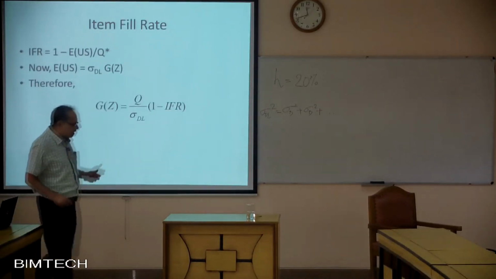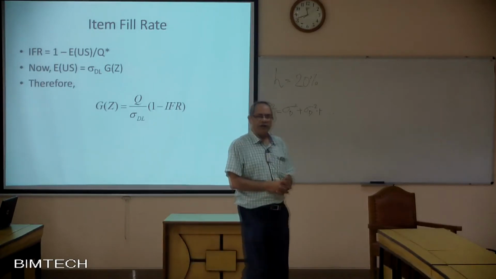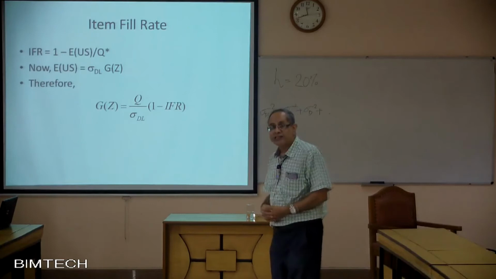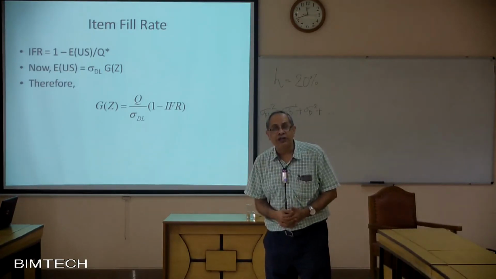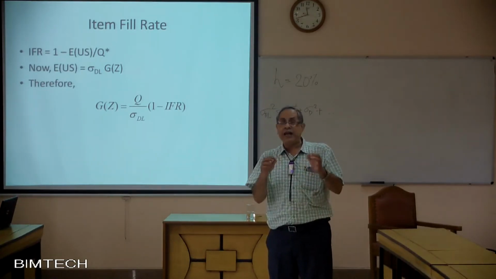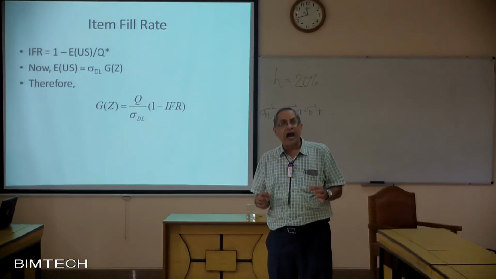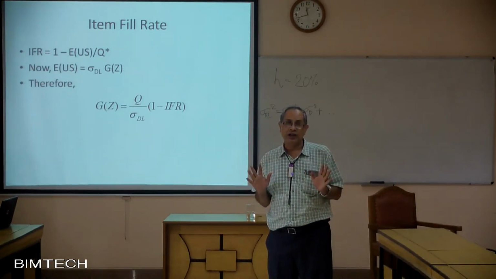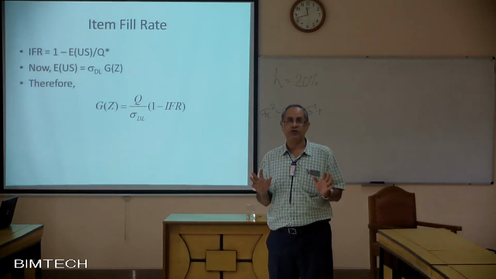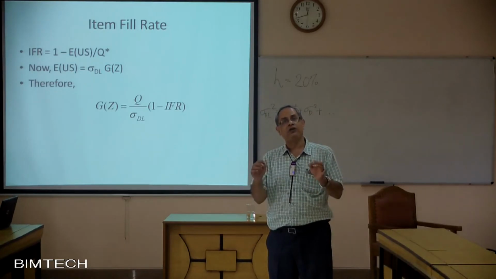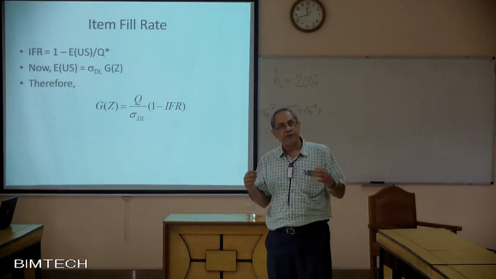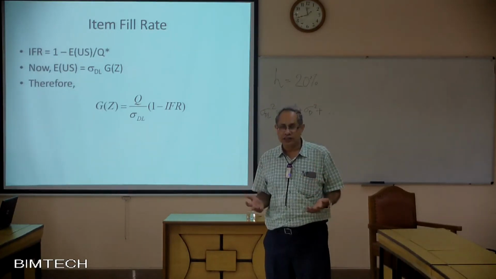Now, finally, I come to item fill rate. We have defined what item fill rate is. I said that our objective is that, given an item fill rate, I should be able to calculate Z alpha. We have already discussed the CSL situation: given a CSL, we know how to calculate Z alpha. Now we are going to discuss, given an item fill rate, how do we find out our Z alpha?